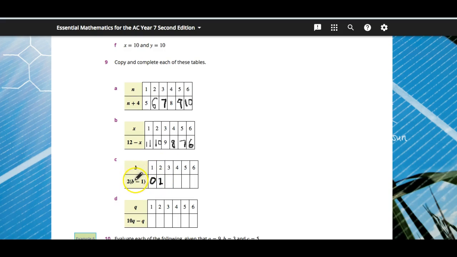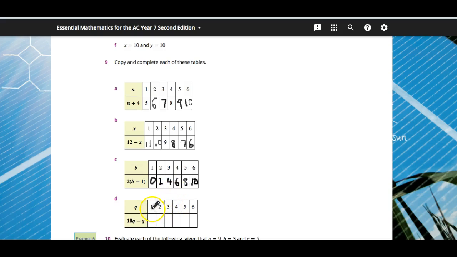We put in the 3. 3 minus 1 is 2. 2 times 2 is 4. Put in the number 4. 4 minus 1 is 3. 2 times 3 is 6. Can you see a pattern happening here? 5 minus 1 is 4. 2 times 4 is 8. And what do you think the next one's going to be? 6 minus 1 is 5. 2 times 5 is 10. Okay, so you can see there is a pattern. This one was increasing, this one was decreasing, and this one was increasing in lots of 2 or multiples of 2.